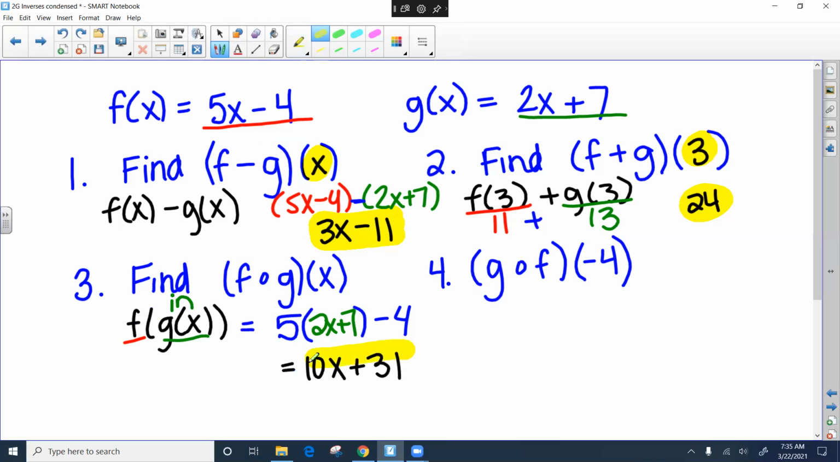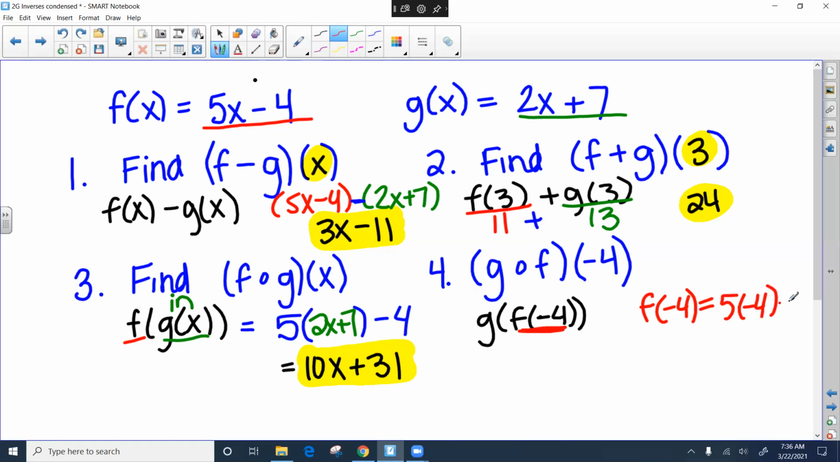Some of you are still working on this last one, but let's make sure we know what that is saying as well. This one, g of f of negative 4, if I rewrite this in function notation, it looks like this, g, and then in parentheses, f of negative 4. If I do the f of negative 4 part first, that means plug in negative 4 into function f. So 5 times negative 4 minus 4, that gives us negative 20 minus 4, so that gives us negative 24.